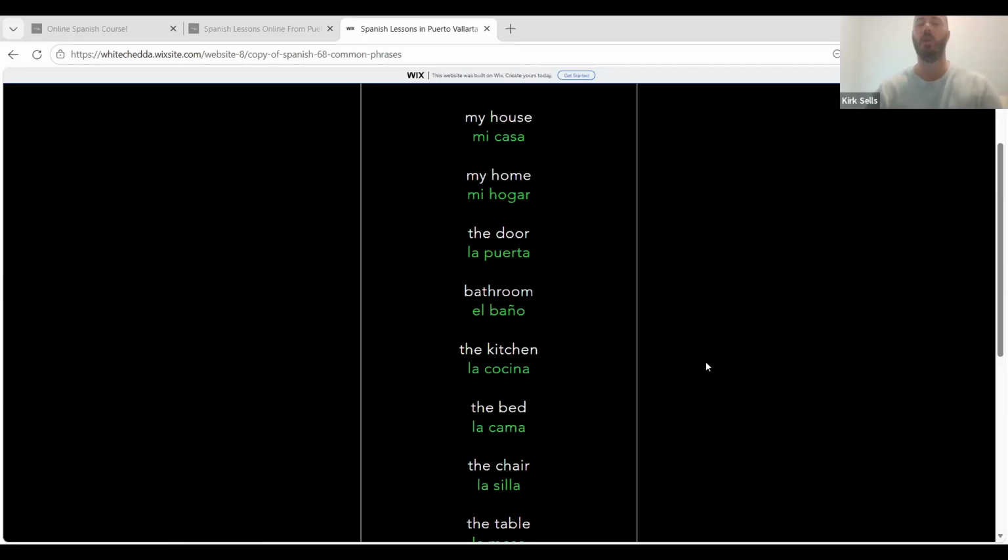Excellent. Yes. The word for home is not the same as casa, just like it's not in English. The word for home is hogar. Let's try my home. Mi hogar. Excellent. Yes. Then the next one is the word for the door. Let's try it. La puerta. The door. La puerta.